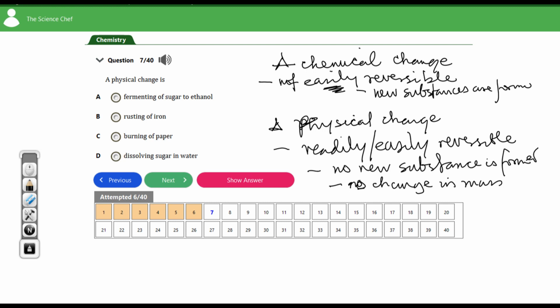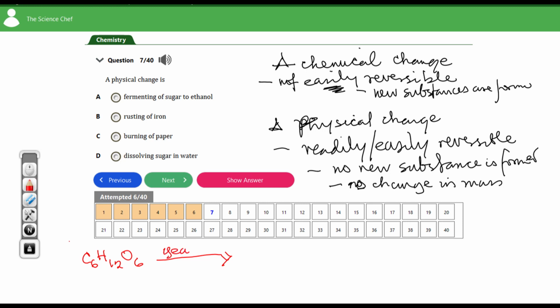So now, from the options given to us, which option is not easily reversible, and in which is a new substance formed, or no new substance formed? Since we are looking at a physical change, it means that no new substance will be formed. In other words, you can easily get back what you started with. Let's see, fermentation of sugar to ethanol, that is glucose, C6H12O6, in the presence of what?